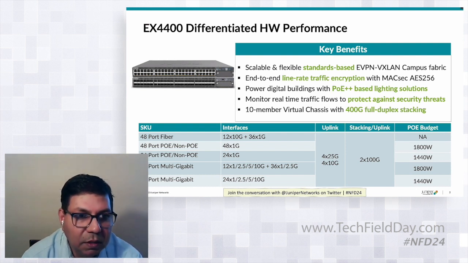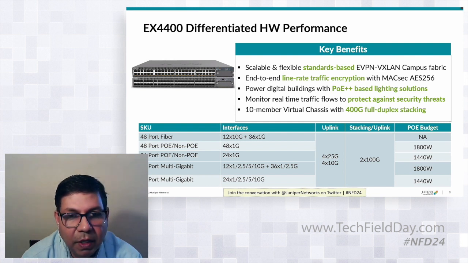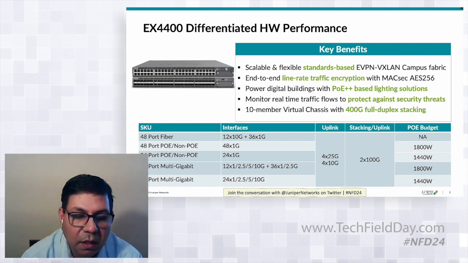We offer a number of SKU configurations. We have a 48-port fiber switch with a mix of 10 gig and 1 gig ports. We have 1 gig PoE and non-PoE in 48-port and 24-port formats, as well as a few multi-gig options where we have a mix of 10 gig and 2.5 gig interfaces on the downlink side, as well as a 24-port multi-gig option where we have 24 ports of 10 gig. All these different hardware configurations provide flexibility to our customers to pick whichever configuration meets their requirements. All the switches offer 4x25 gig uplinks or 4x10 gig modular uplinks. And as I mentioned, there are 2 dedicated 100 gig ports for stacking, which can give up to 400 gig of full stacking bandwidth. So this is truly differentiated hardware, high performance, flexible, and easy to deploy, enabling many different use cases that we will get into pretty soon.